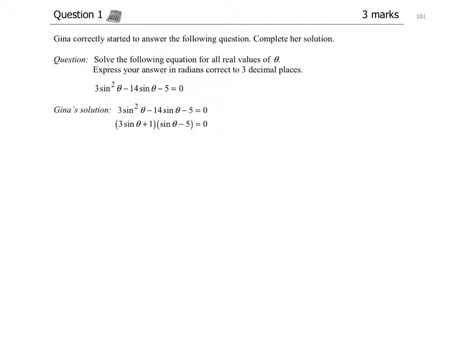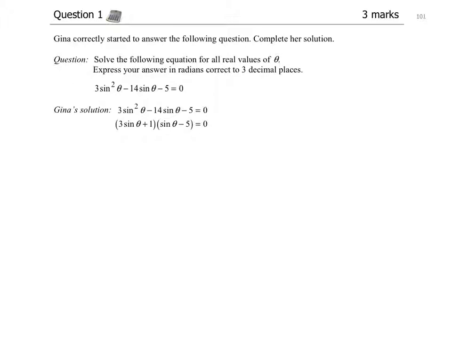Question 1. Gina correctly started to answer the following question. Complete her solution. So the question is, solve the following equation for all real values of theta. Express your answer in radians correct to 3 decimal places. 3 sine squared theta minus 14 sine theta minus 5 equals 0.